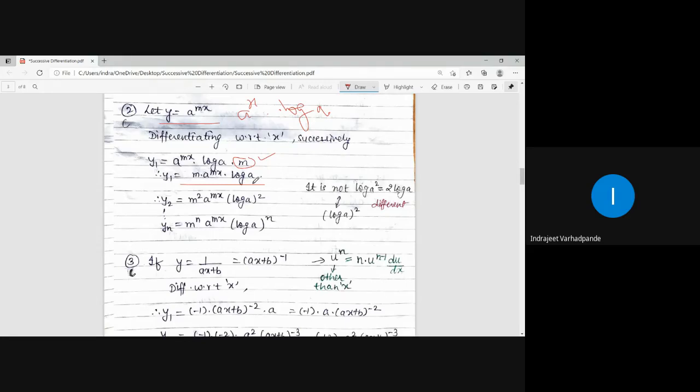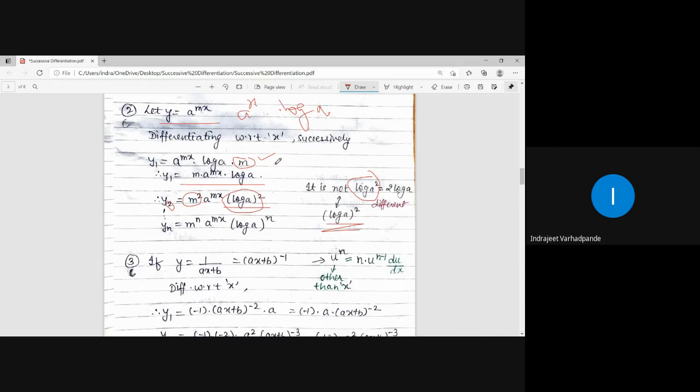Log a into log a is log a whole square. See, log a square is different and log a whole square is different quantity, right? So log a into log a is whole square. So in the second derivative I see that m has power 2 and log a also has power 2.